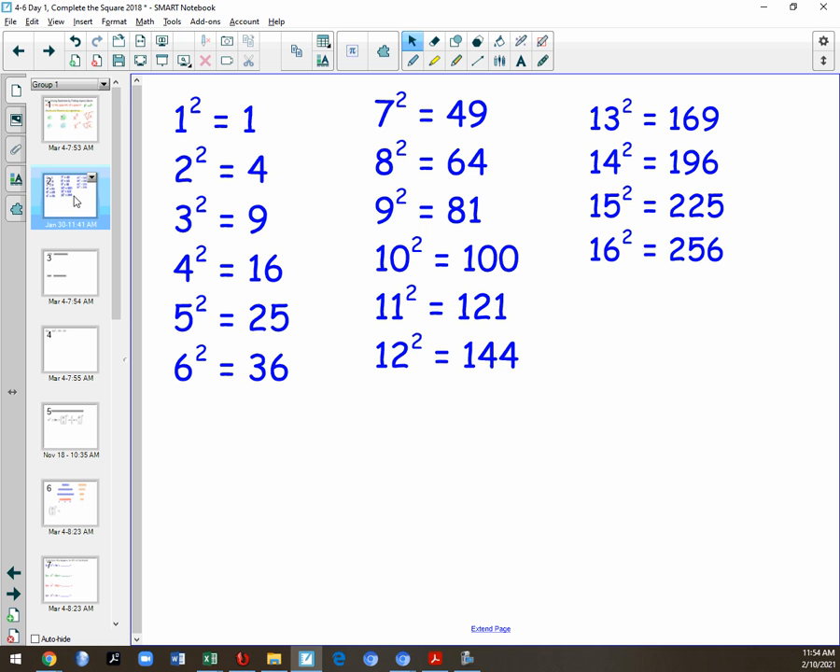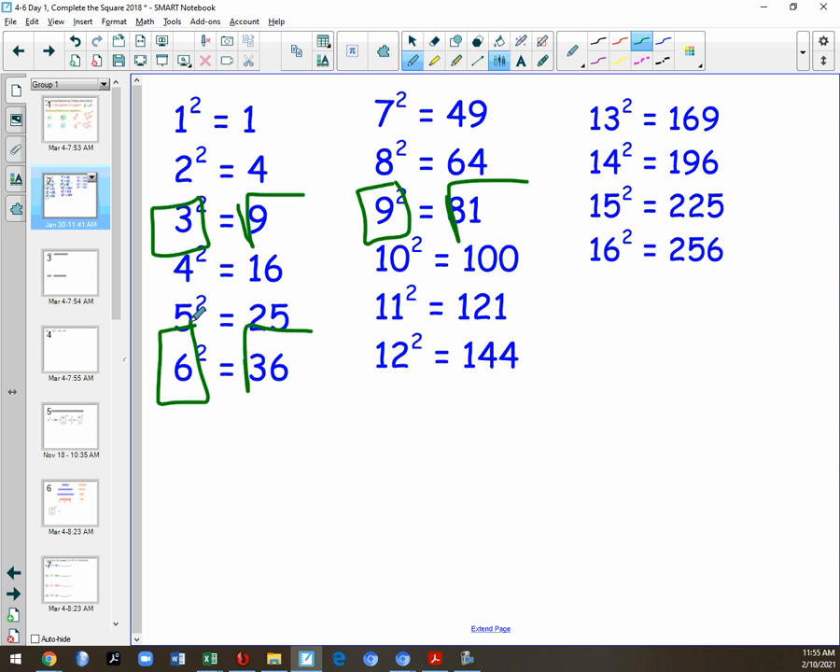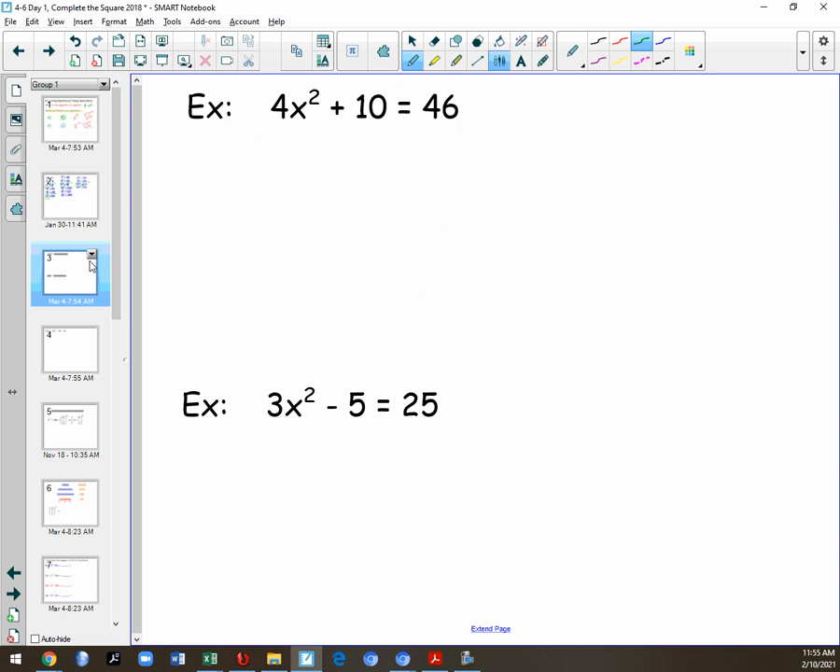1 squared is 1, 2 squared is 4, 3 squared is 9, and so forth, all the way to 16 squared is 256. What I need your brain to understand is that if I take the square root of 9, that gives me 3. The square root of 81 is 9. The square root of 36 is 6. The square root of 225 is 15. Now, those numbers are what your brain needs to go back and forth with. An example of how to solve quadratic equations with square roots.